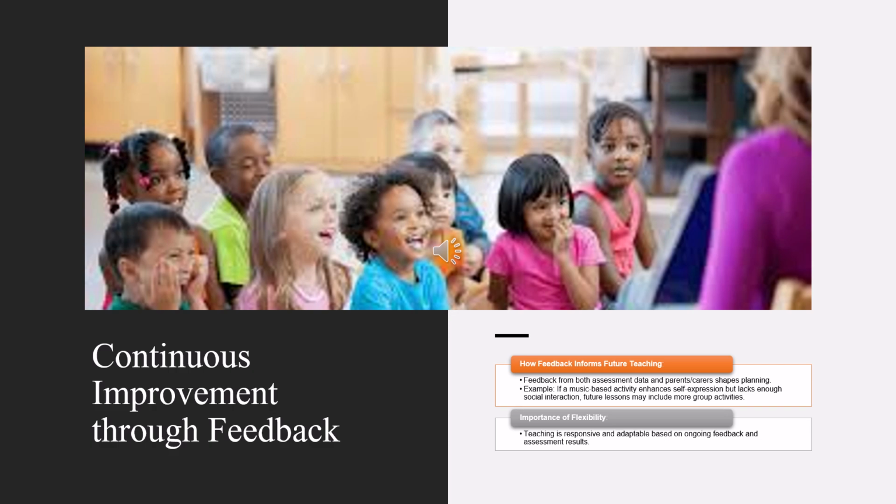Slide 9. Continuous improvement through feedback. Feedback is key to continuous improvement. By combining assessment data and parent or carer input, we shape more effective plans. Say a music activity builds self expression but lacks social interaction. Next time, we might incorporate group drumming or dancing. The key is flexibility, being responsive and ready to adapt based on what we learn through assessment.